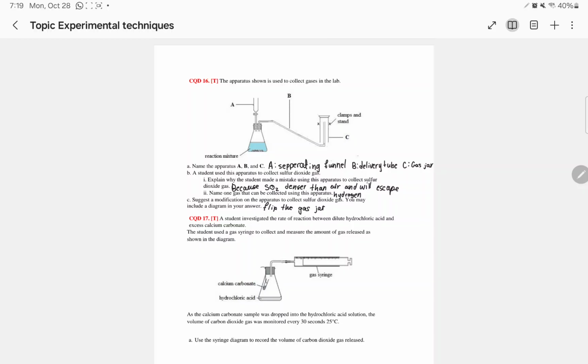So A, B, C. A is a separatory funnel, B is a delivering tube, and C is a glass jar. Now, why did the student make a mistake? Because he's collecting sulfur dioxide. SO2 is denser than air, and you cannot use this for it because it's gonna go down since it's denser. So it can be used by downward delivery, not upward. So what you have to do is just flip the glass jar. But a gas that could be used by this apparatus is anything lighter than air, which is hydrogen.